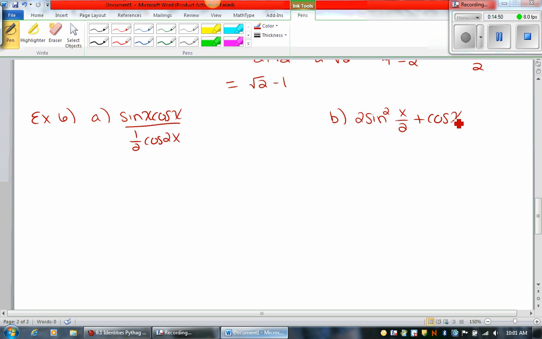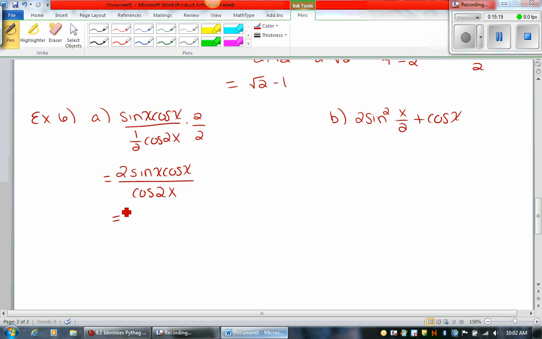Let's take a look at this first one. The first thing that pops out at me is that 1/2 in the denominator. Essentially, I'm dividing by a half, and dividing by 1/2 is the same thing as multiplying by 2. So I'm going to multiply this whole thing by 2 so that I can clear that. So we get 2 sine x cosine x over cosine 2x.